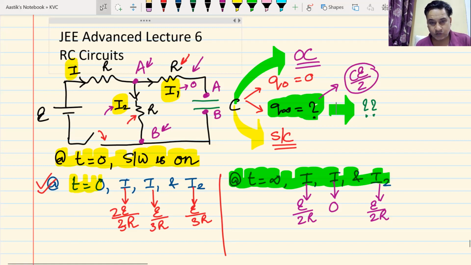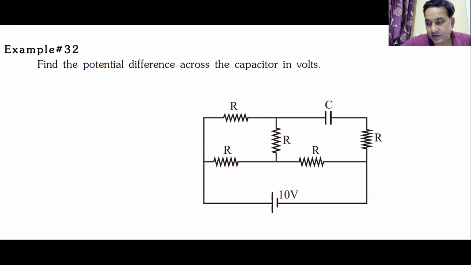Okay, then we move on to a question that was there in your sheet, the last sheet, which I skipped because I wanted to do it today. And here comes the question. The question is pretty simple. Find the potential difference across the capacitor in volts. Basically, once you find the potential difference across the capacitor, you should be able to find the charge on the capacitor. Yes or no? Yes, sir.